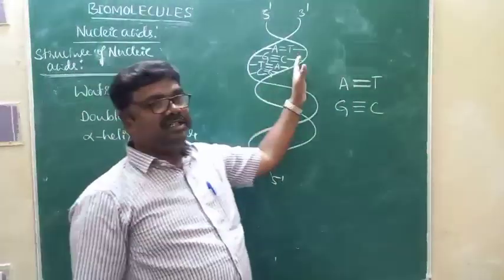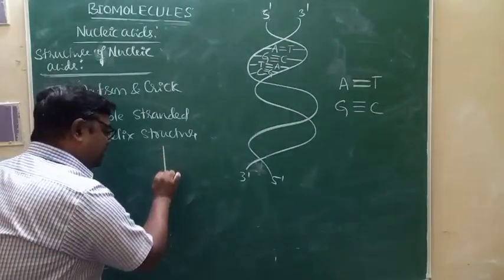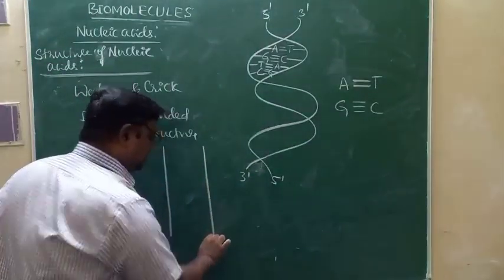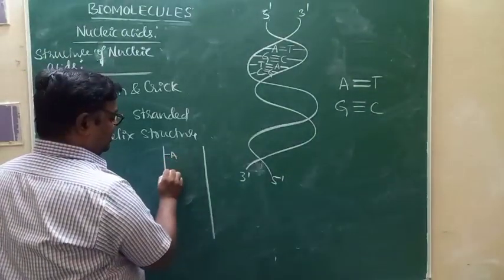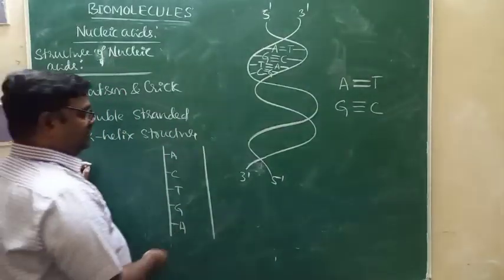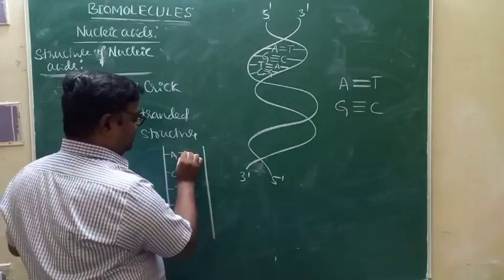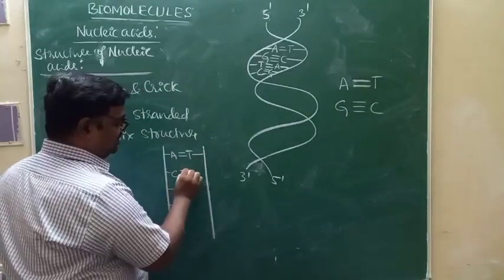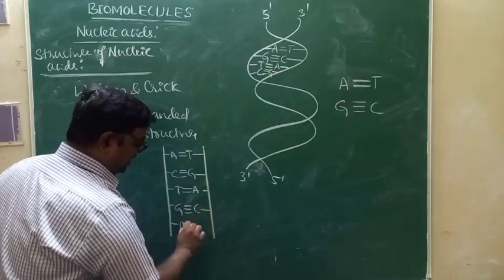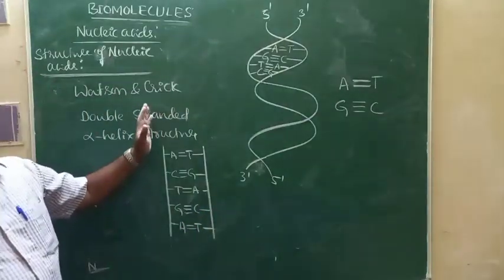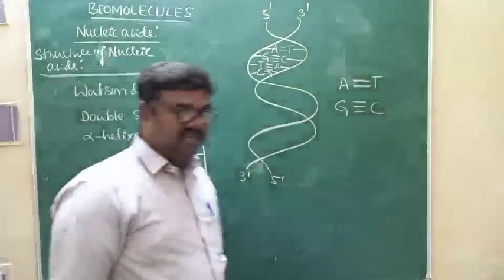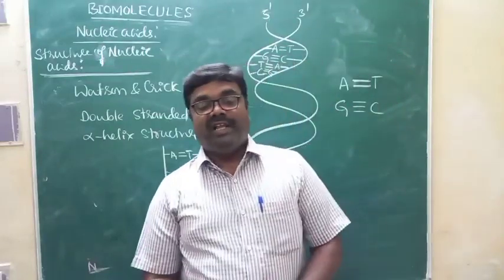That is, these two strands are complementary to each other. That means from the sequence of nitrogenous bases in one strand, you can determine the sequence of nitrogenous bases in the other strand. Say, for example, if the sequence in one strand is A, C, T, G, A, then the sequence in the second strand should be: A pairs with thymine, C pairs with guanine, T pairs with adenine, G pairs with cytosine, A pairs with thymine. Like this, the sequences of nitrogenous bases in the two strands are complementary to each other. This is what we call the secondary structure of the DNA molecule.